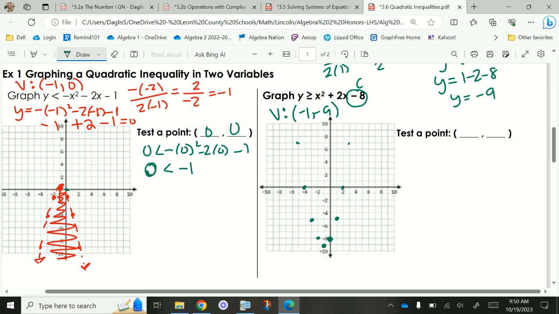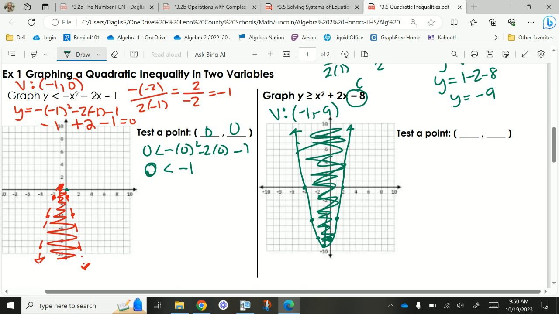Are we going to connect these with a solid or dash parabola? Solid this time. All right, if I do my shortcut, am I going to shade above or below the vertex? Above, right? It's greater than this time. So above the vertex would be inside my parabola again.